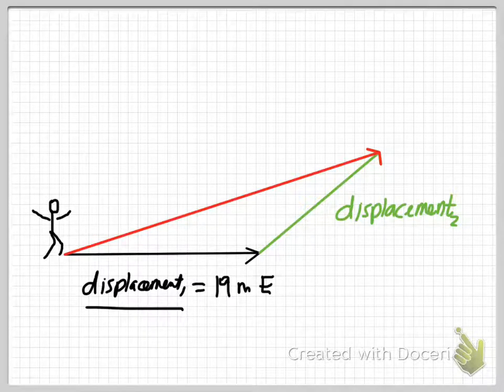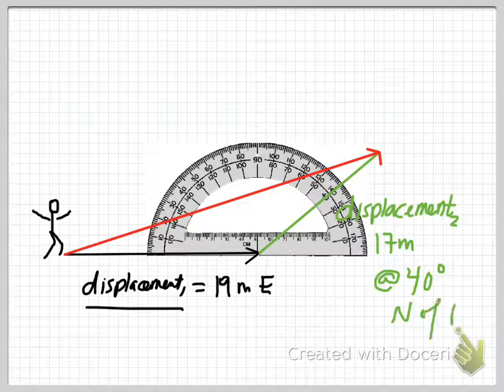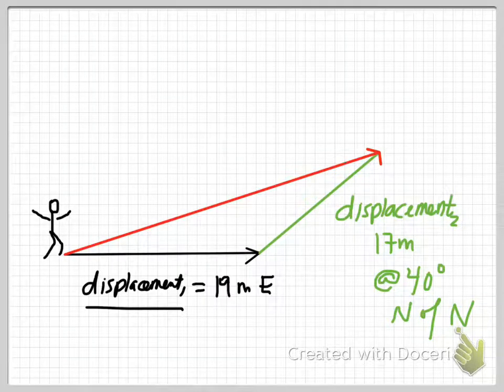Then they had displacement number 2, and it looks like it was about 17 meters. Oh, I should have put my scale in here. Well, I didn't for now. But, you know, to the what? Well, we can get our protractor out, and by doing so, we find that displacement number 2 was however many meters at 40 degrees, and that would be, again, north of east. Okay, great. So we've described the two component pieces of this individual's displacement, but what we really want to know is where they are now.